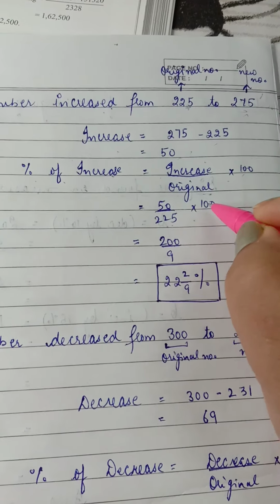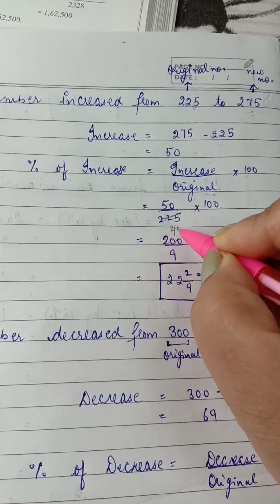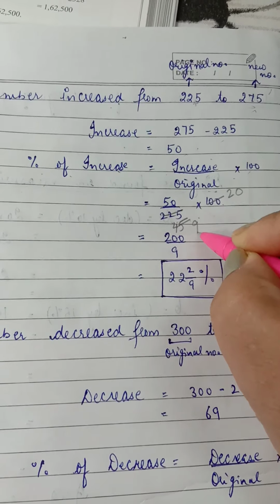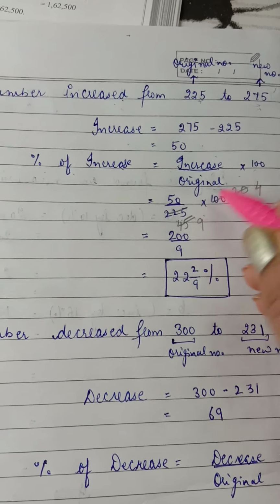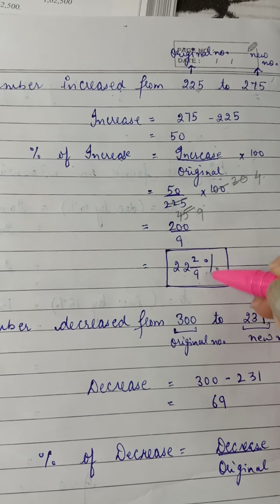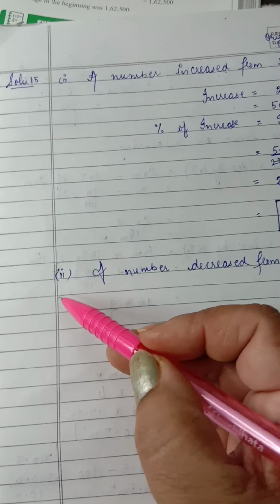Now let's check the cutting part. 5 4s are 20 and 5 5s are 25. 5 2s are 10 and 5 9s are 45. 50 into 4 is 200 upon 9. Change it to a mixed fraction. 22 2 upon 9 percent. Let's see the second part.